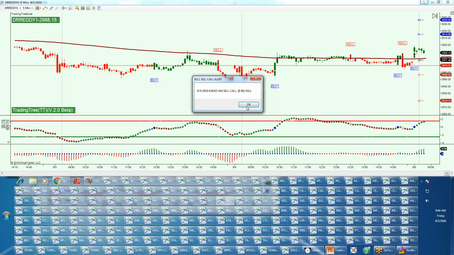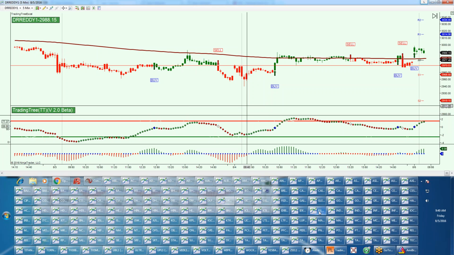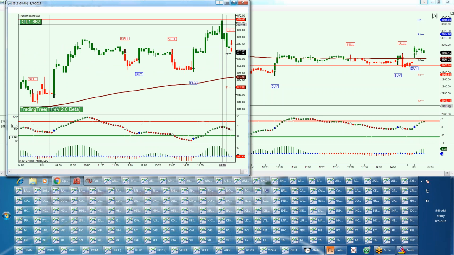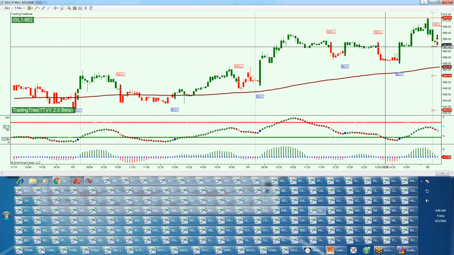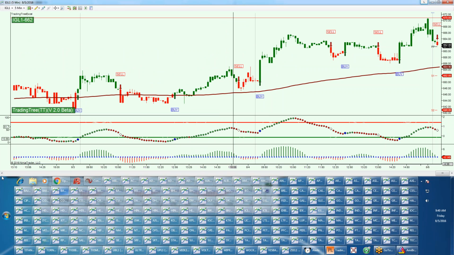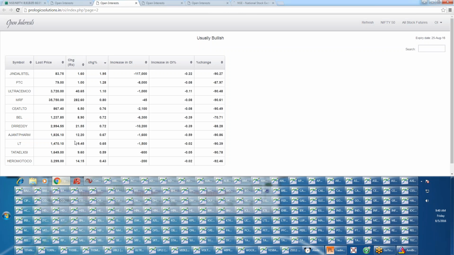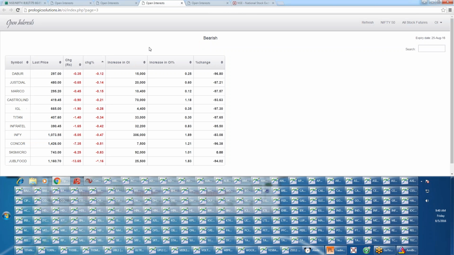So we have a sell in IGL. We can short below this PP, 661. Let's just check what's happening with this. So IGL, you can see that minus 97 change, and it's 0.2% down, though the volumes are slightly lower here.